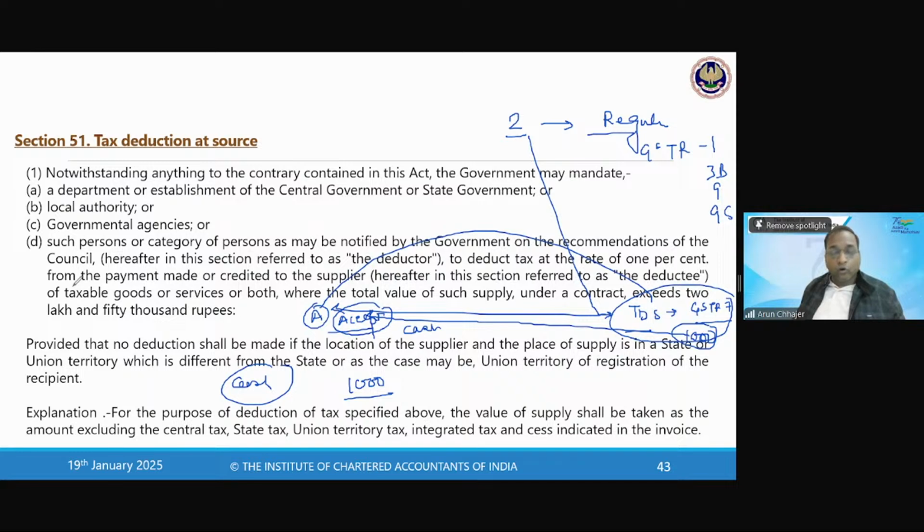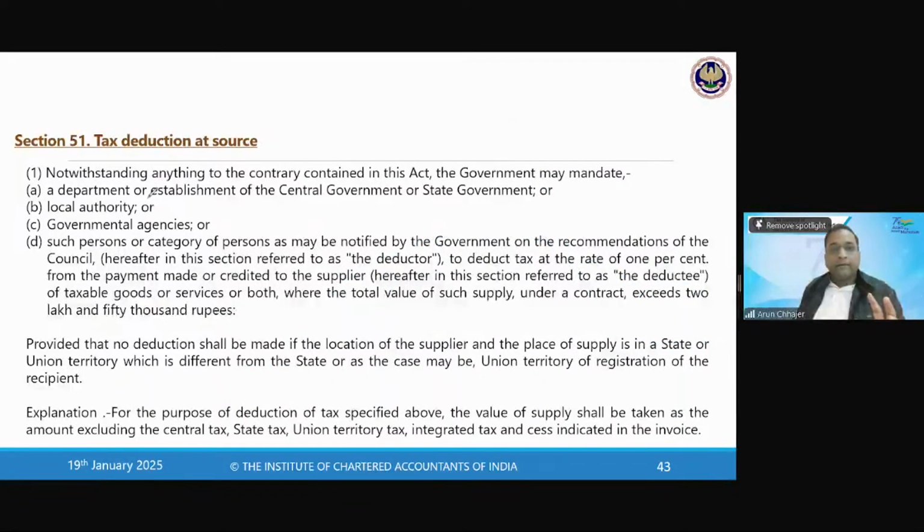Okay. So this is the part. Government TDS is applicable on department or establishment of the government, local authority, government agency, and such person as may be notified. It means we have to refer to the notification. What is the number? Not required to remember. Whoever is being added in that notification will be covered under the TDS provisions. We will read. Okay. What will be the rate?